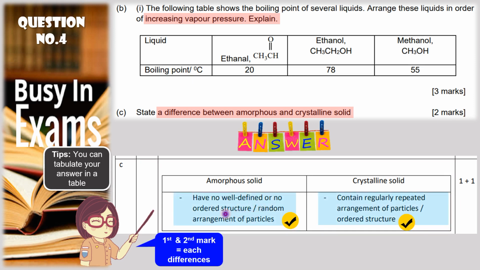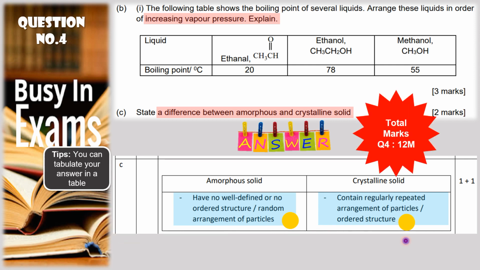well-defined, no ordered structure or random arrangement of particle. So crystalline solid contain regular repeated arrangement of particle or ordered structure. 1 mark each of the differences. And the total mark here for question 4 is 12 marks.